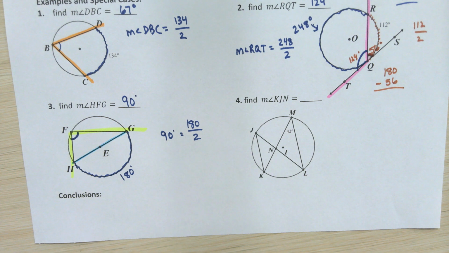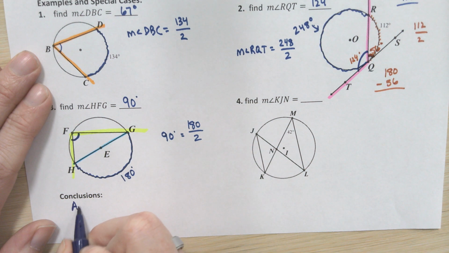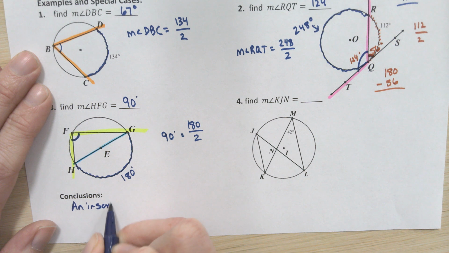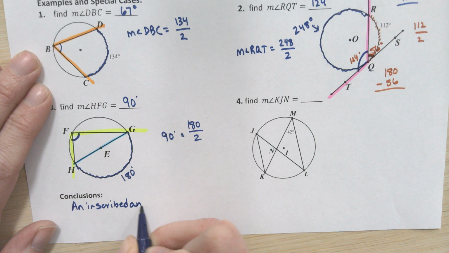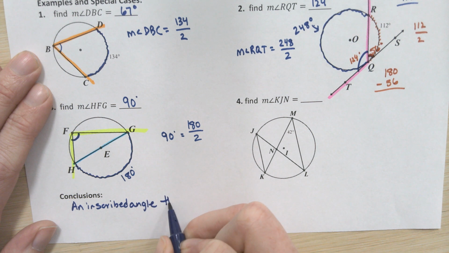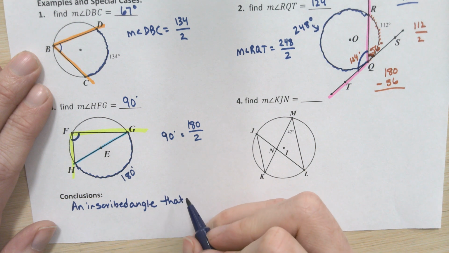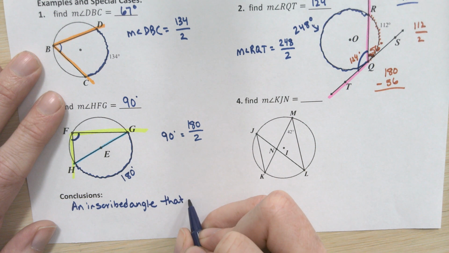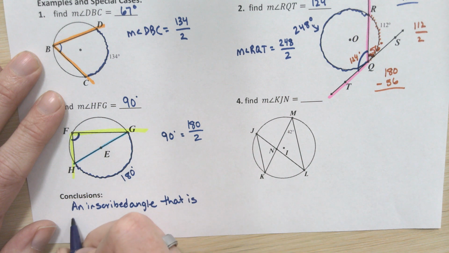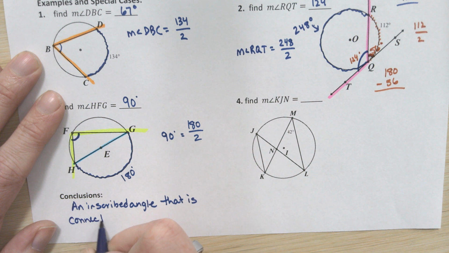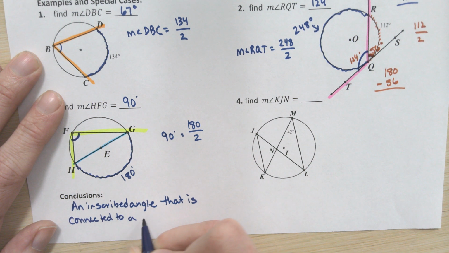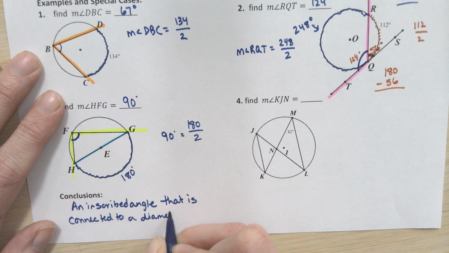That's actually something that you can watch for. When you have an inscribed angle that intercepts a semicircle, or that is connected to a diameter, is another way of thinking about it, it will always end up being a right angle.